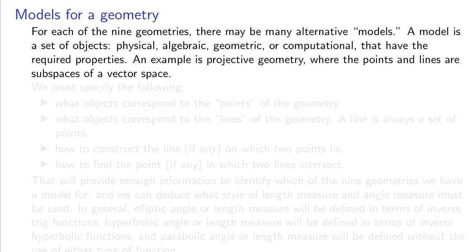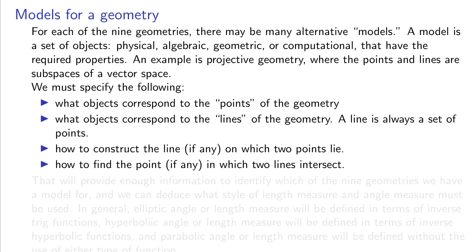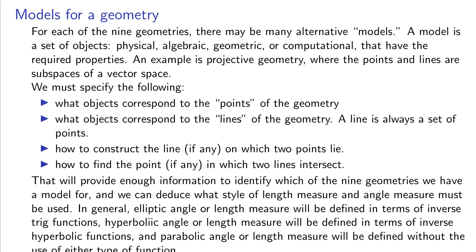When we have a model, what do we have to specify? Well, we have to say what objects in the model correspond to the so-called points of the geometry, what objects correspond to the lines of the geometry, though a line should always be a set of points, how to construct the line on which 2 points lie when it can be done, and how to find the point, if any exists, where the 2 lines intersect. And once we know that, we've got enough information to figure out which of the 9 geometries we're dealing with, and we can figure out what style of length measure and what style of angle measure is used in the geometry.